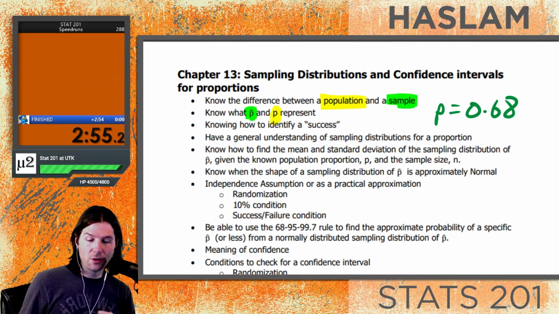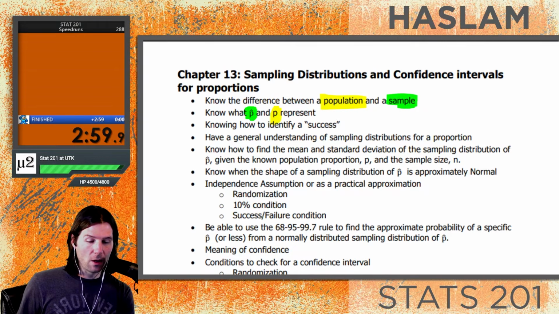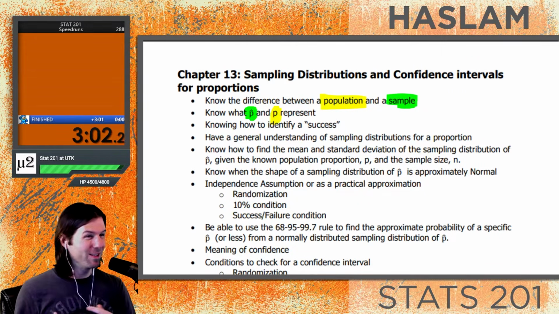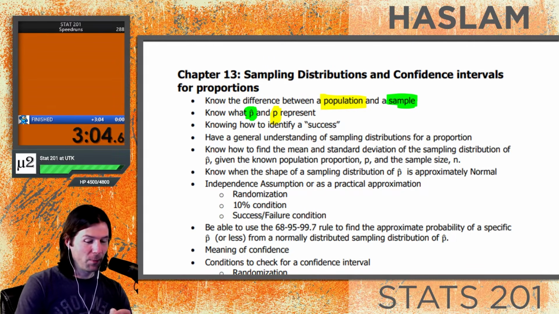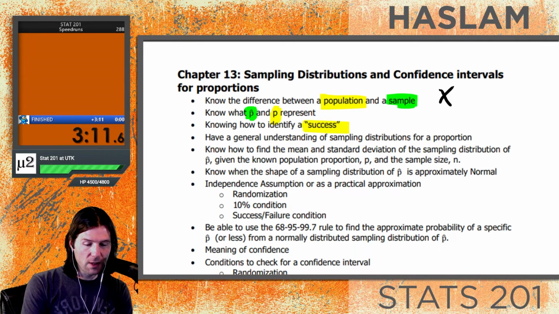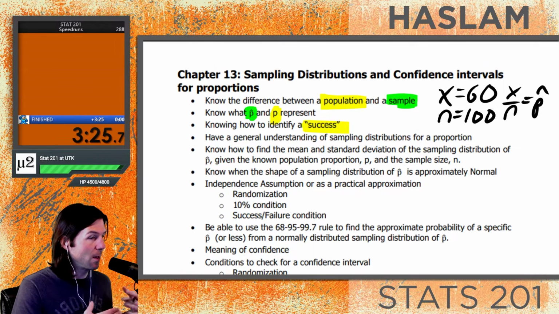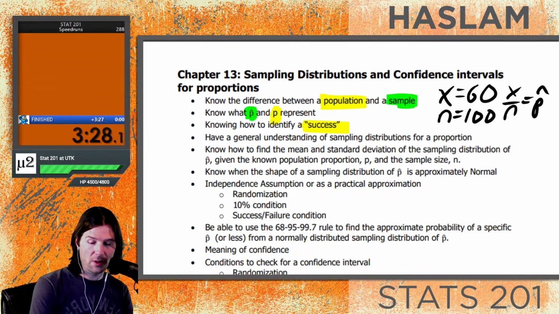So when we're talking about how to identify what a success is, we were covering that just a moment ago with samples. What is a success? You might be like, well, what does it mean to be successful? That's not what we're talking about right here. We're talking about X. A success is going to be X. So we denote success with X. And in our previous example, we had 60 successes out of a sample size of 100. And this is how we solve for P hat: X over N equals P hat, and you can solve for the sample proportion. So that's how many successes we saw in a sample of a certain size.